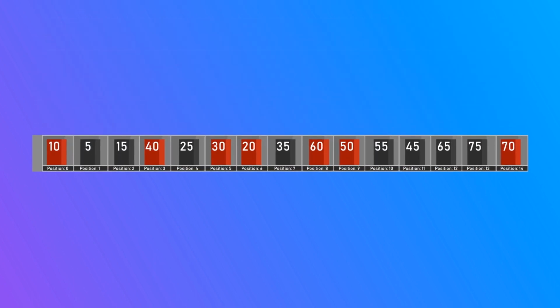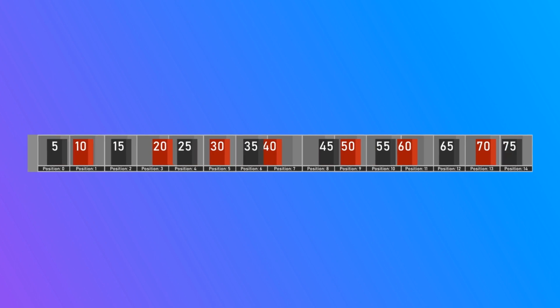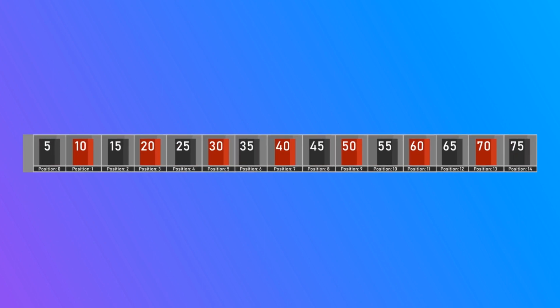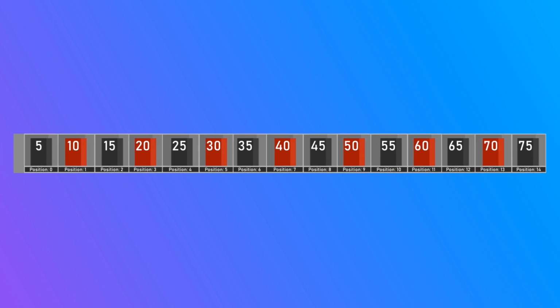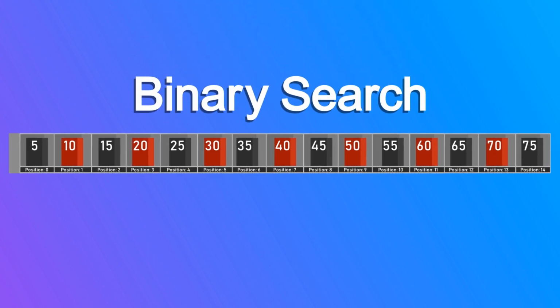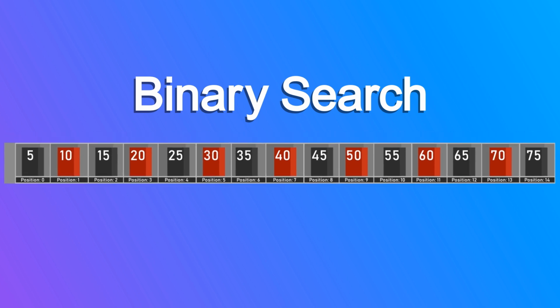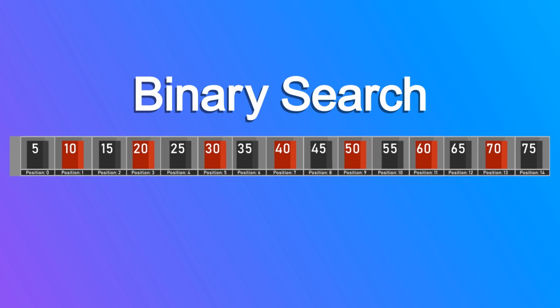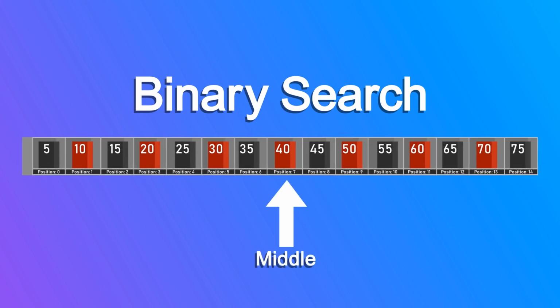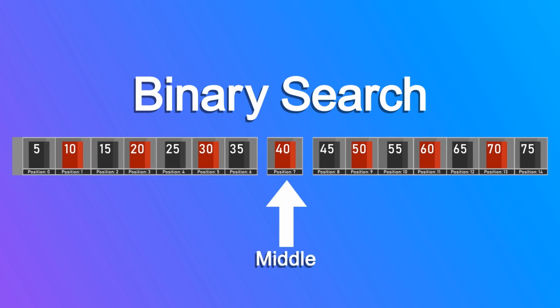Now let's say we had a bookshelf where the books were sorted in either alphabetical or numerical order. With a sorted bookshelf, we could then use another searching algorithm called binary search to find any book we were looking for. Simply put, binary search is a searching algorithm that finds information in sorted lists by having the search pool shrink with each comparison. In relation to our bookshelf, the idea of binary search is to start at the middle of our bookshelf and divide the books into 2 halves.